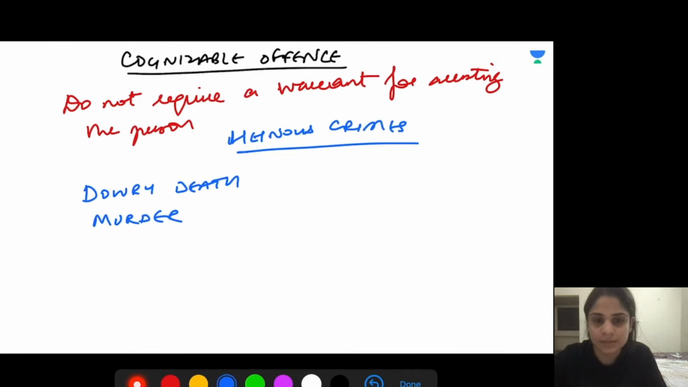Then robbery. After robbery, it is ragging. And after ragging, it is finally stalking. Stalking is also a non-cognizable offense.